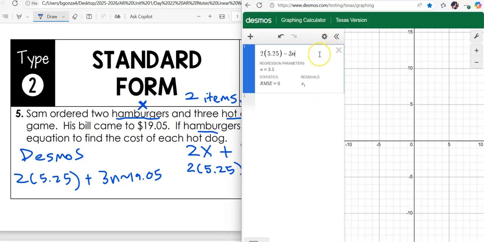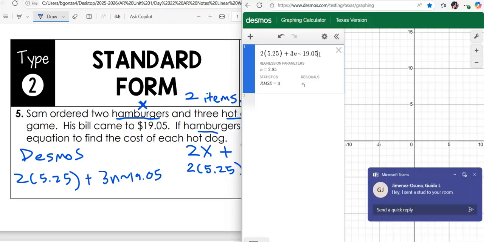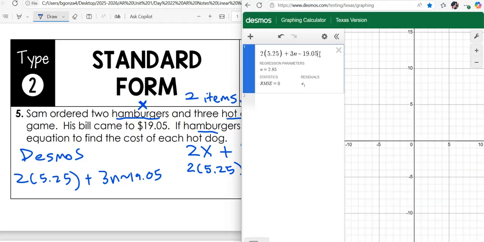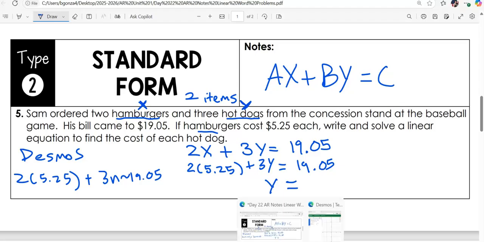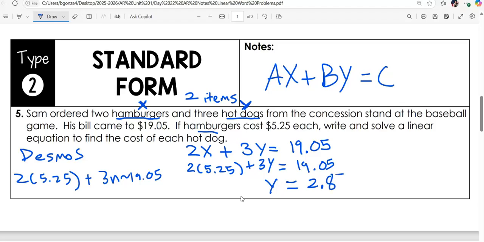Okay, so hold on. Is it 3? Oh, 2 times 5.25 plus 3N, squiggly, 19.05. So we got what? 2.85. 2.85. All right, do you see how this works?